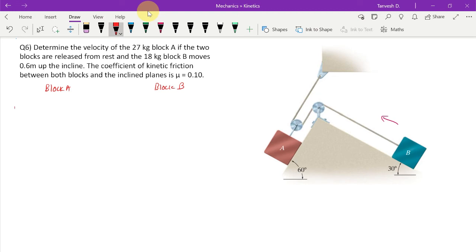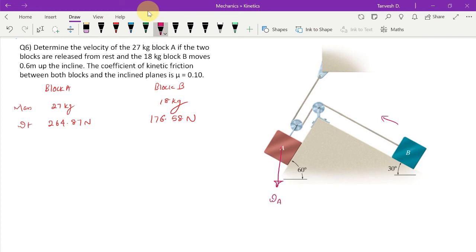Block A has a mass of 27 kg, and block B is 18 kg. Weight will be 27 into 9.81, which is 264.87 newtons, and for B it is 18 into 9.81, which is 176.58 newtons. Now when we have to resolve them, see the weight will be acting like this.